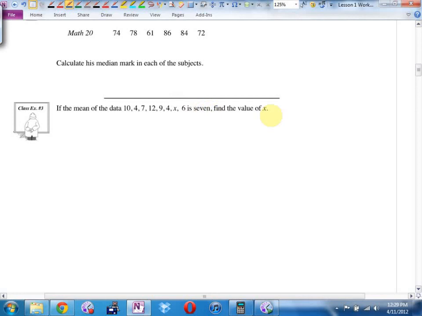Now, this is what this is really saying. How many data pieces are there? Count them, including the X. Sorry? 8? Apparently, when we added everything up and divided by 8, the answer was 7. See how we're trying to get an equation here? 10 plus 4 plus 7 plus 12 plus 9 plus 4 plus X plus 6, that worked out to 7.